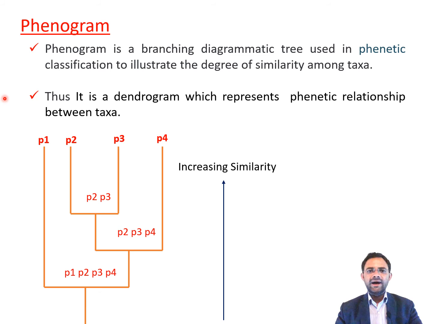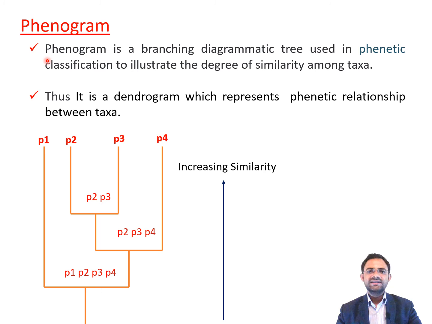To draw a phenogram, first of all, we have to write down all the phenetic units across a plane. Here there are 4 phenetic characters or units. These are P1, P2, P3 and P4. Then draw lines to connect those units that are placed into groups. Here the grouping of 2 is formed by connecting P2 and P3 units, and thus these 2 units form a group, P2 and P3.